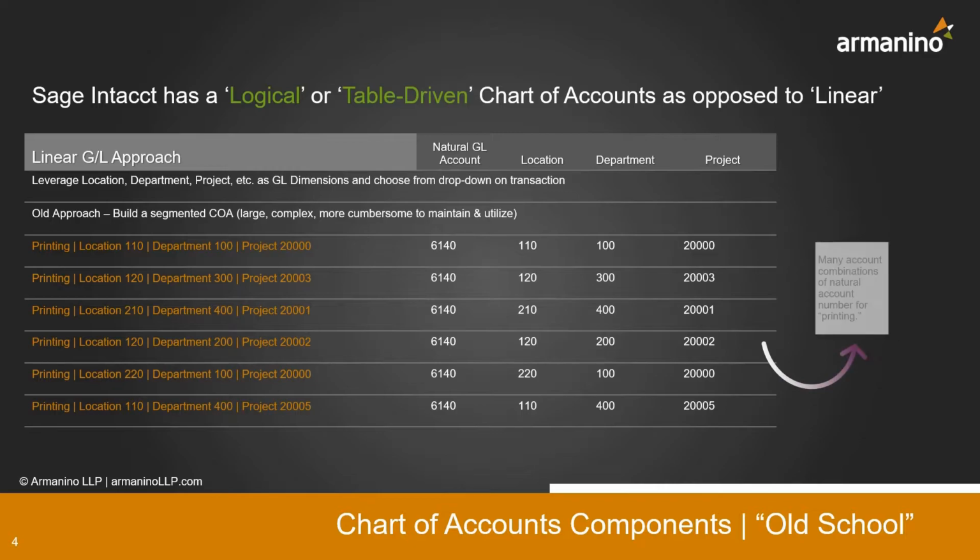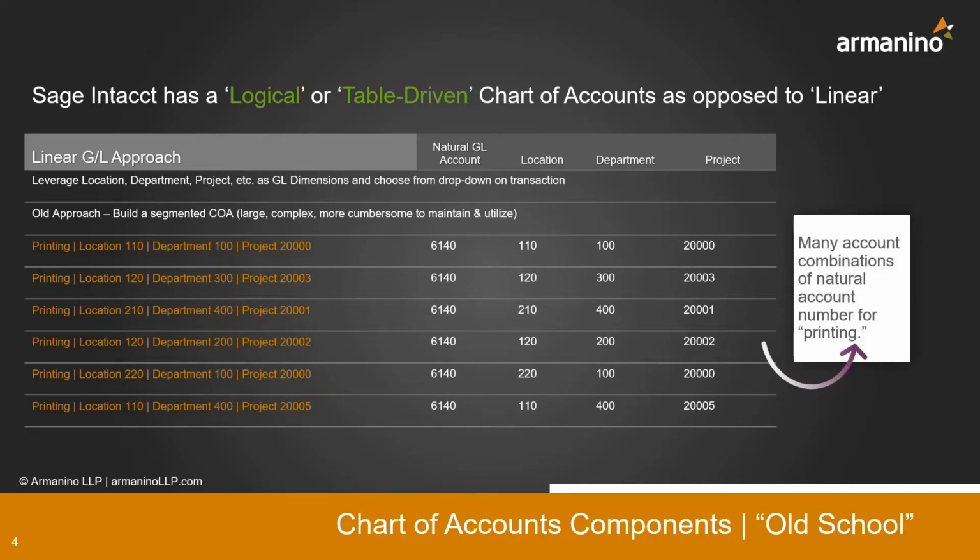Here's an example using an old school representation where I've got 4 segments in my chart of accounts, one representing my natural GL account, the other 3 location, department, and project. And as you can see here, I'm really just trying to add a printing account, 6140 there, but I have to come up with every possible combination I may use in the future because I have to weld those values together. Again, this creates a very large chart of accounts.